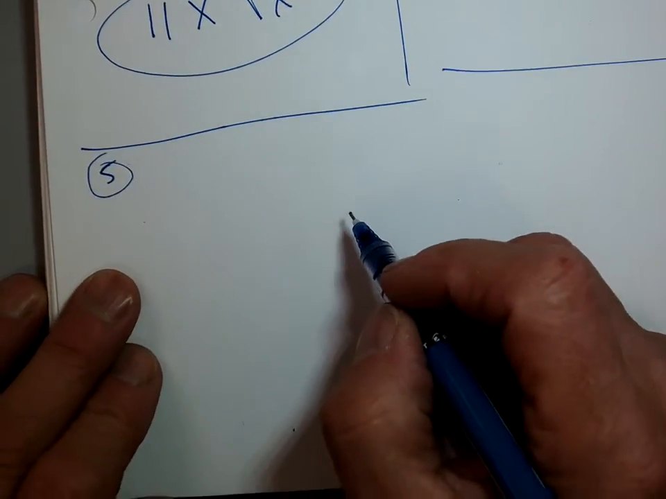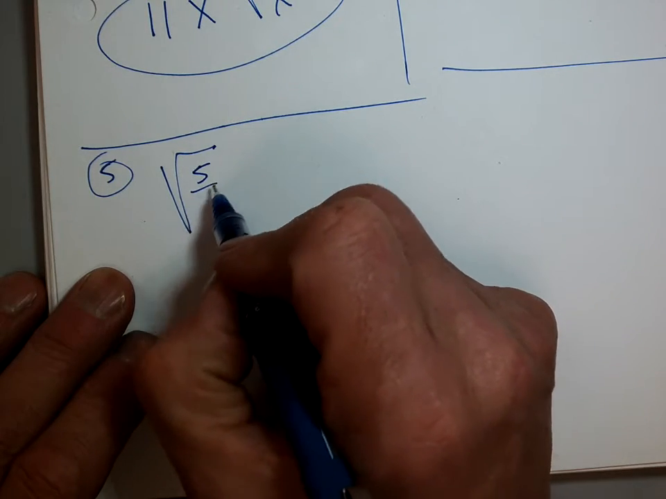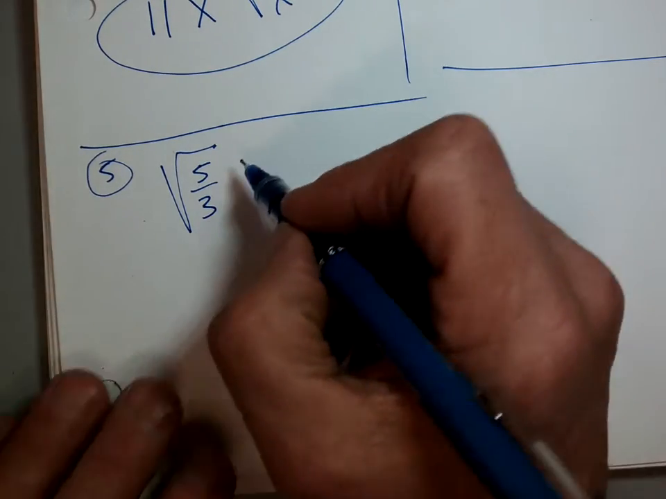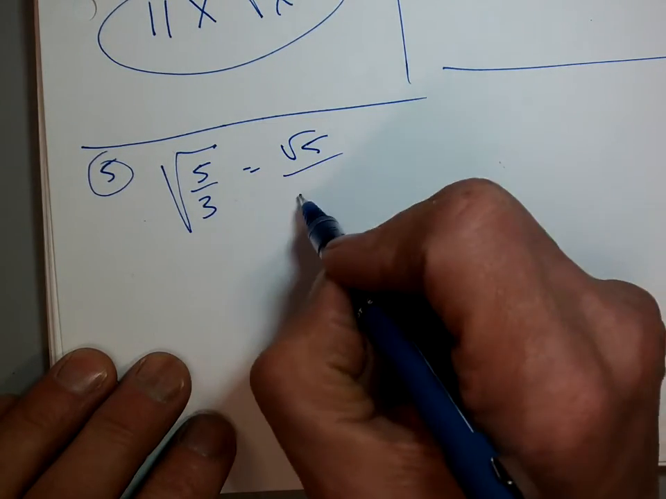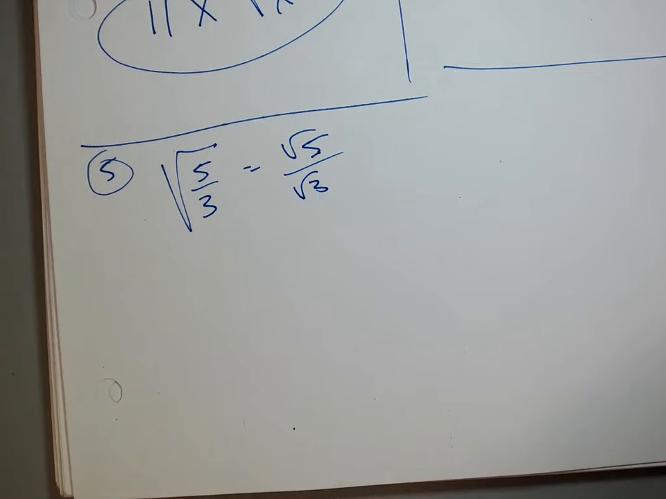And number 5 is square root of 5 over 3. This is like the one you did, isn't it? So really it's like the square root of 5 over the square root of 3. Now the rule is this. You can't have a square root in the denominator. You can't. So we've got to get rid of the square root down here.